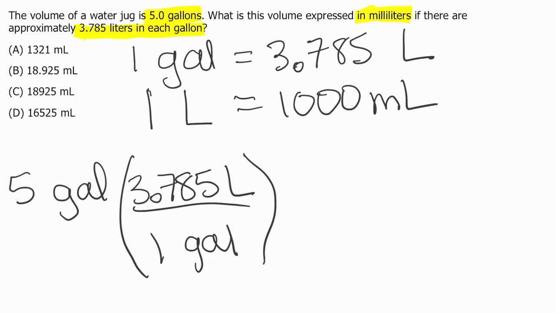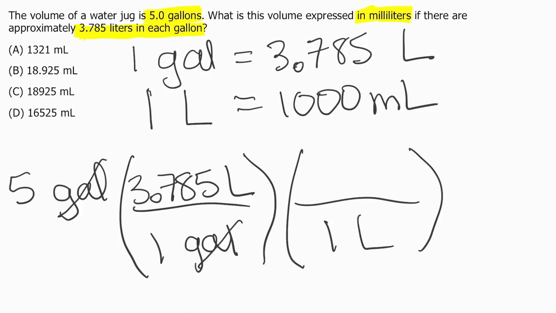When we have this set up here, we can get out of gallons and into liters. And then we'll do one more, where we're going to put 1 liter is equal to 1,000 milliliters. That's going to help us get out of liters and into milliliters.